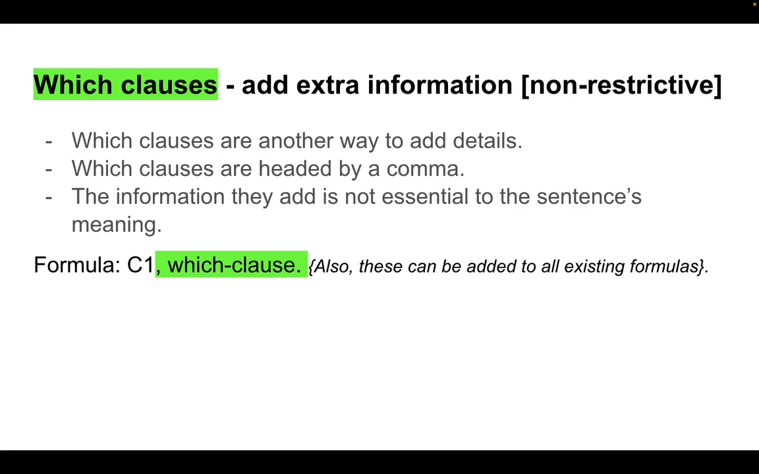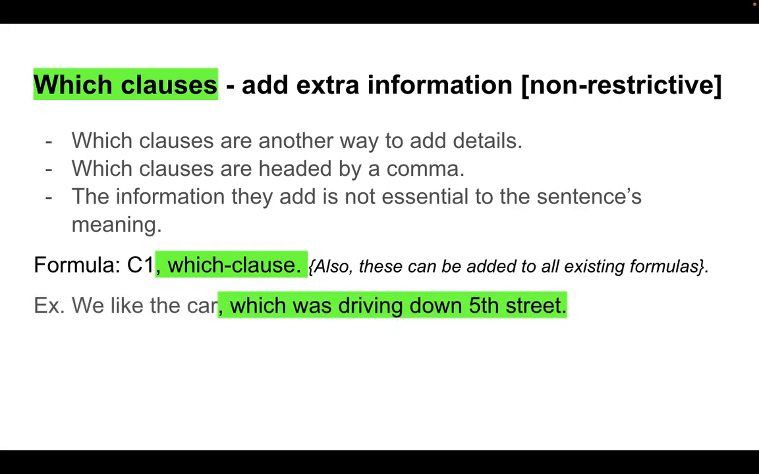It's just extra. And we have our formula: C1, comma, and then our which clause. So these can also be used to add to all of our existing formulas. We like the car, comma, which was driving down 5th Street. So the writer here has decided to give us extra information about the location of where the car was driving, but at the same time is also letting us know the more important point is that we like the car. Where it is is not so crucial. How do we know? Because a which clause has been the chosen tool.